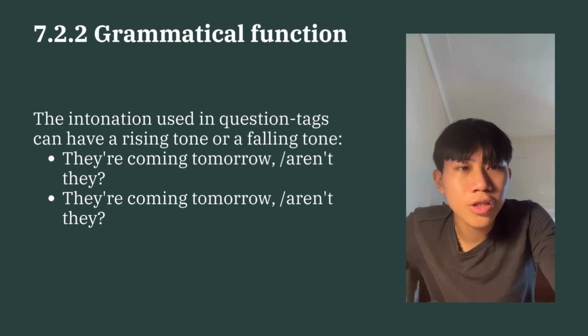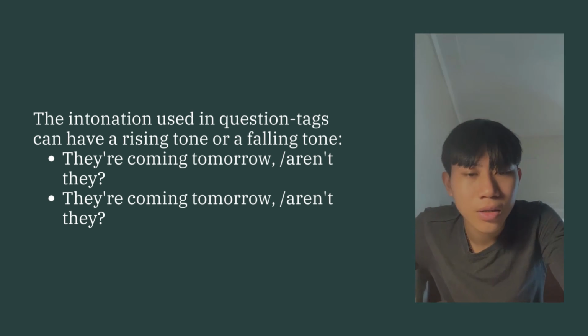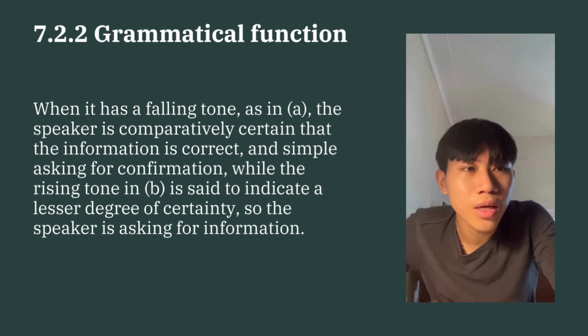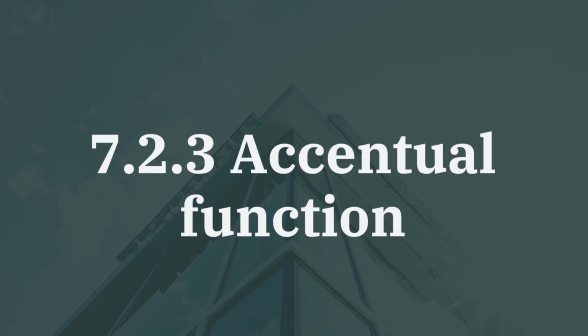Intonation used in a question tag can have a rising tone or a falling tone. "They're coming tomorrow, aren't they?" and "They're coming tomorrow, aren't they?" When it has a falling tone, as in A, the speaker is comparatively certain that the information is correct, and is simply asking for confirmation, while the rising tone in B indicates a lesser degree of certainty, so the speaker is asking for information.